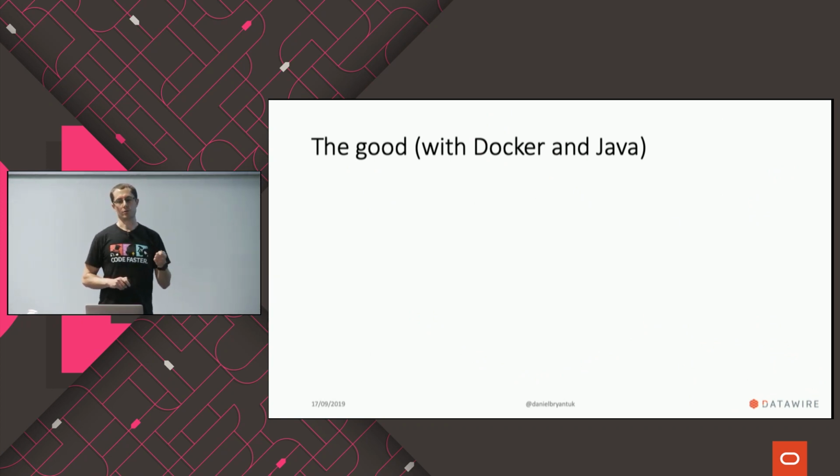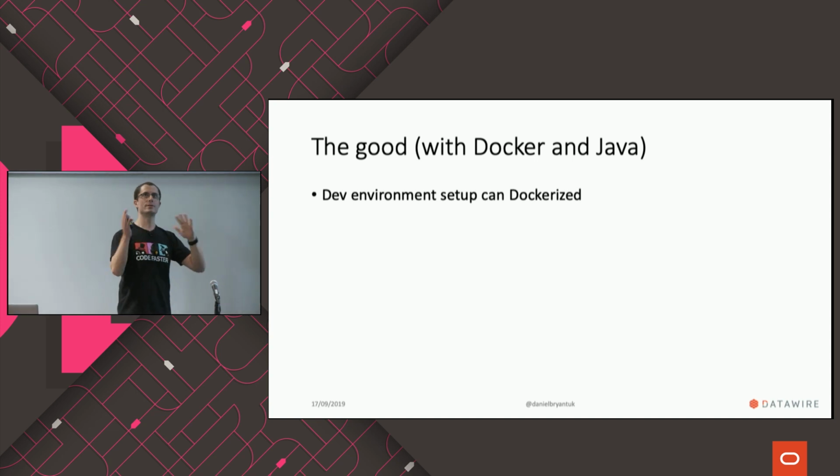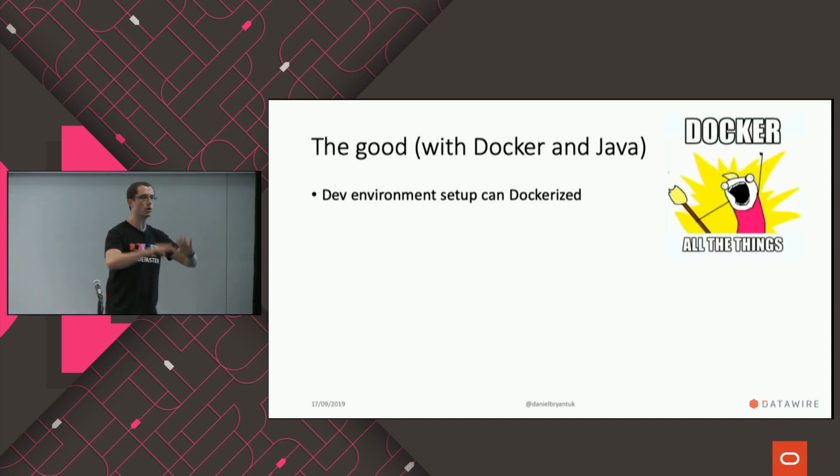So the good with Docker and Java is we can Dockerize, containerize. I may use the two terms interchangeably. They're not. Docker is a kind of brand, if you like, of a container tech. Apologies if I do switch between them. I use Docker mainly, I'll be honest. But you can Dockerize your dev environment setup. This is quite nice. Docker all the things.